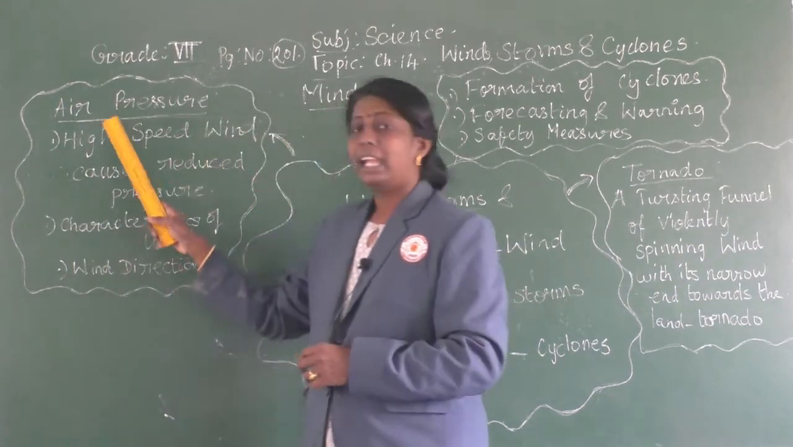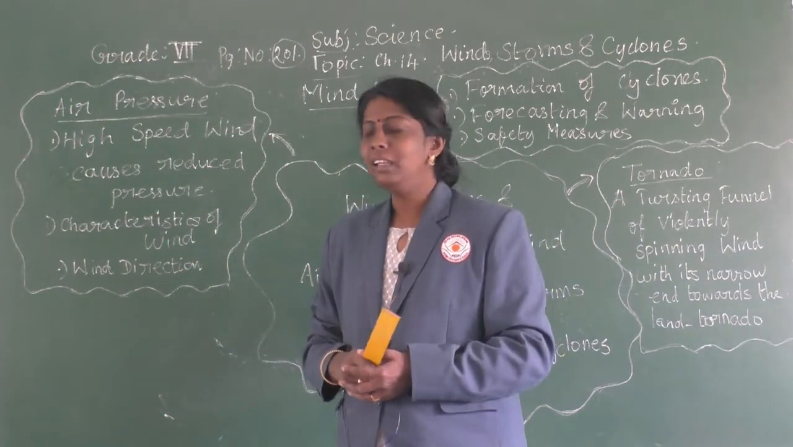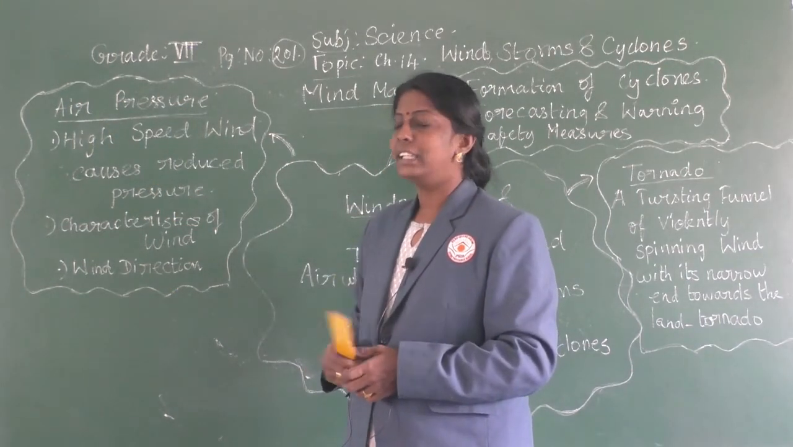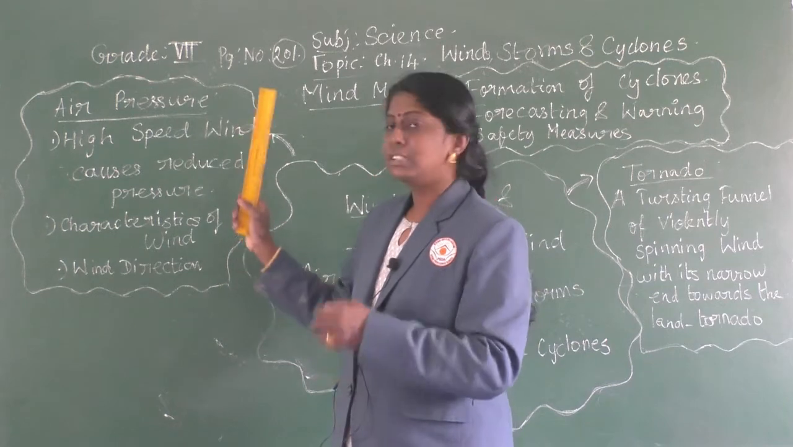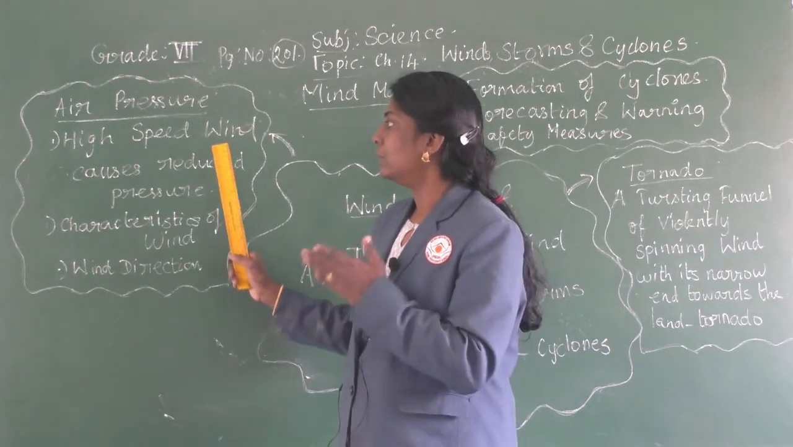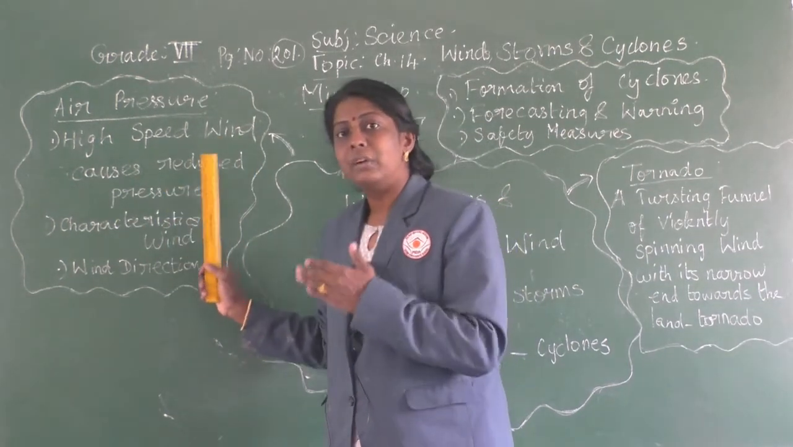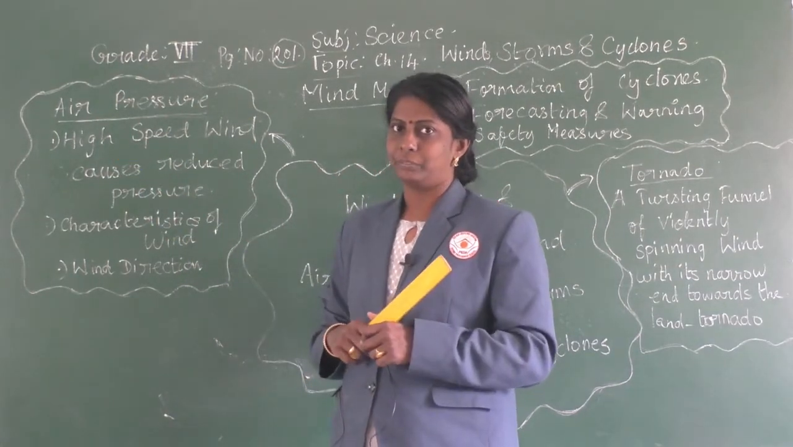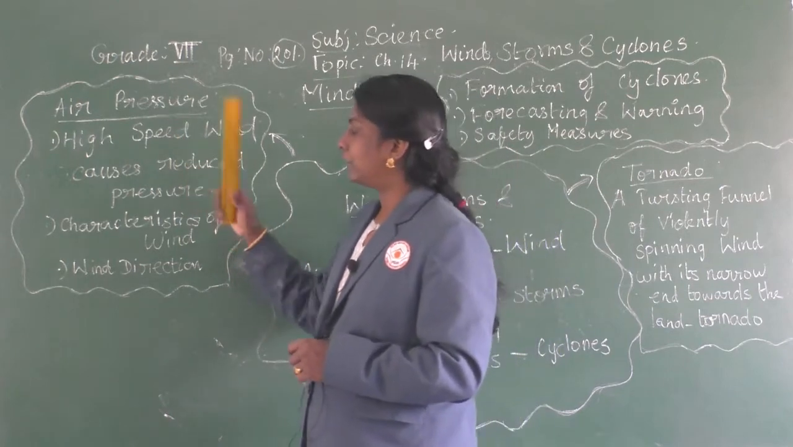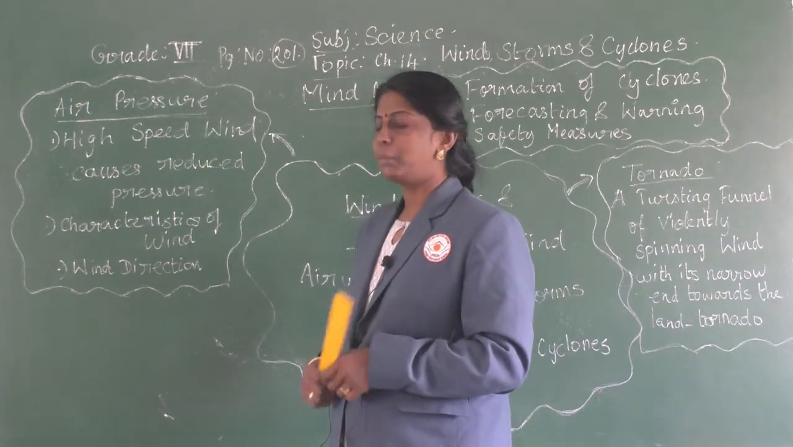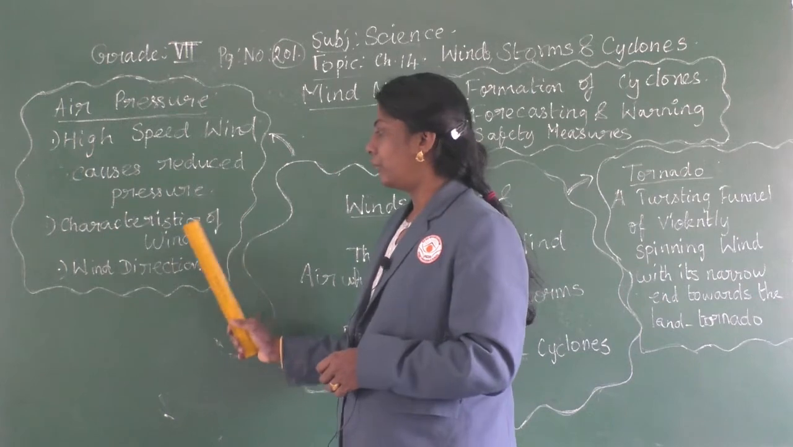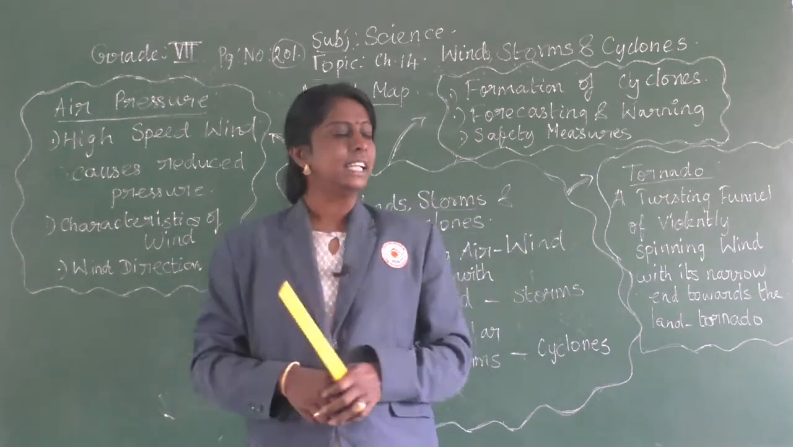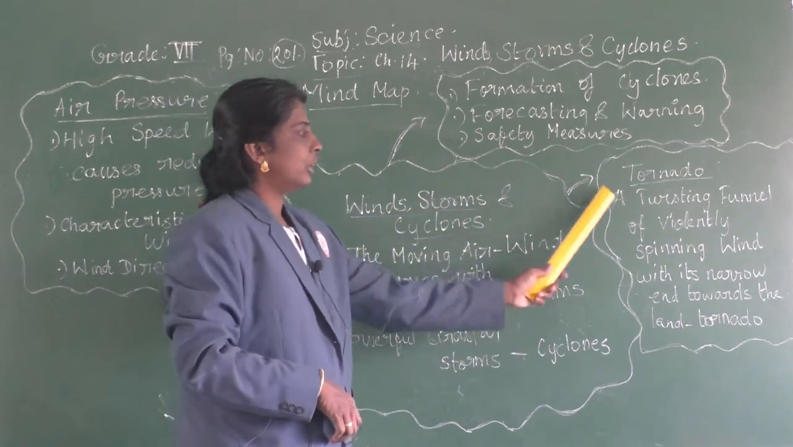So first, air pressure. What do you mean by air pressure? High speed wind which causes reduced pressure is called air pressure. Okay. So along with air pressure, we are also going to learn about characteristics of wind and then wind direction. Clear?